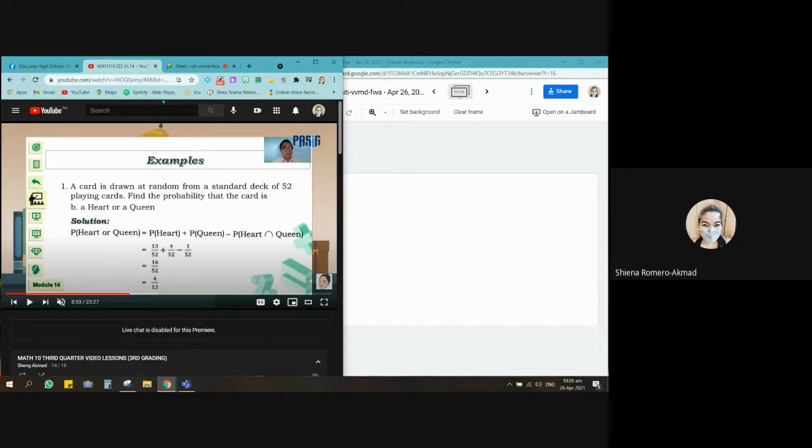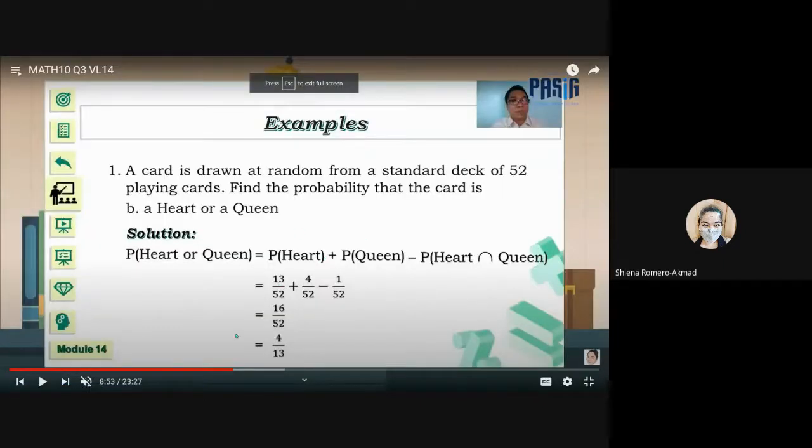First time naka-40, no? Attendance lang yung iba. Okay, done? Naintindihan to? Bakit tayo nag-minus? Bakit tayo nag-add? Opo. Yes po. Okay.